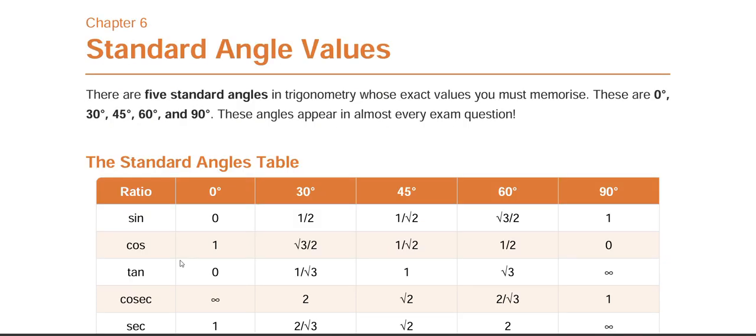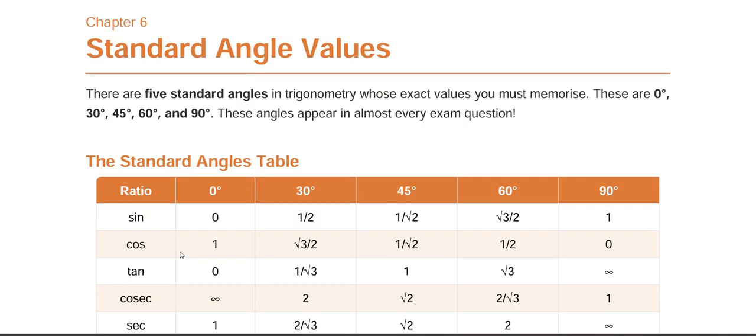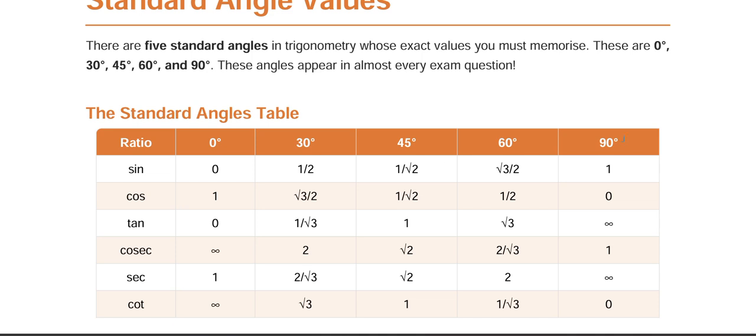Write the number 0, 1, 2, 3, 4 under each angle. Then for 0, 1, 2, 3, 4, divide each by 4, then take the square root, just like sine. If you want to write, just let me write here. I'll show you how.